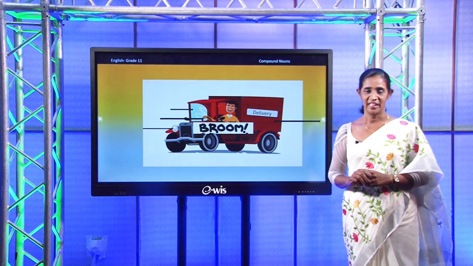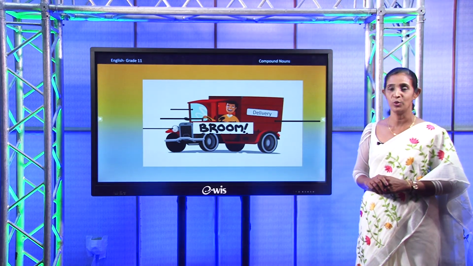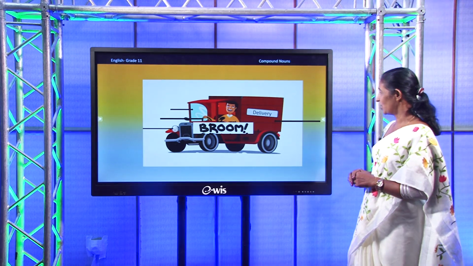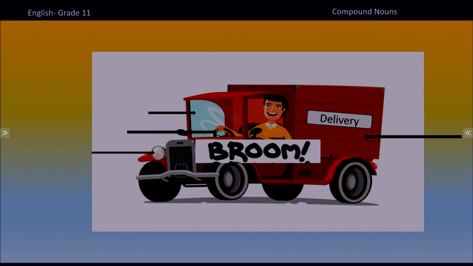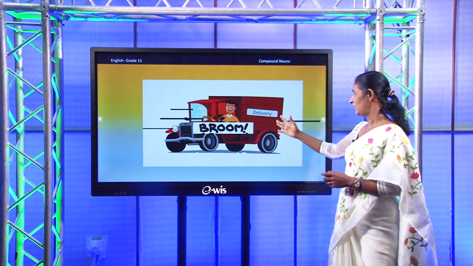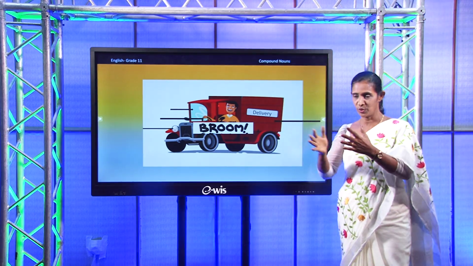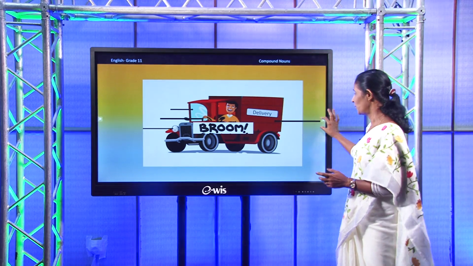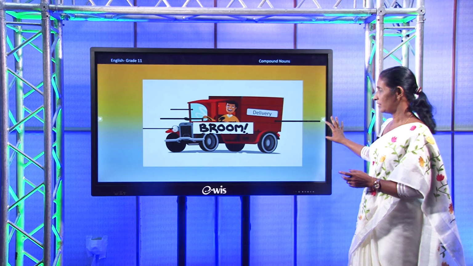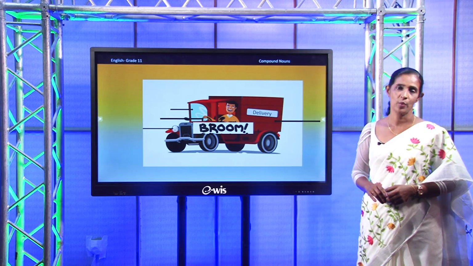Okay, it's a picture and it's an activity. You need your notebook and the pen now. Look at the picture. It's an old van. See what it's doing? It's going on delivery. So it's a van and it's going on delivery. So we're going to put the two words together. Can you see what the compound noun is here? Delivery van. It's the delivery van.